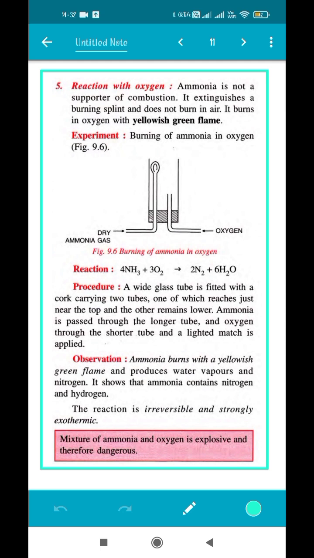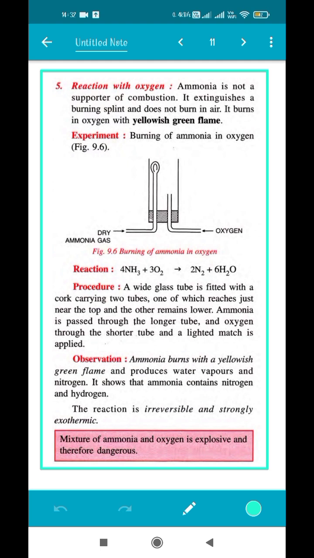And after they have mixed, what happens? A lighted match is applied. Because of that heat, this reaction will occur. We can see that inside the flask, the ammonia will start burning with a light yellowish green flame, and water vapors will be produced. You can see the cooled down water droplets at the upper portion of the larger tube.